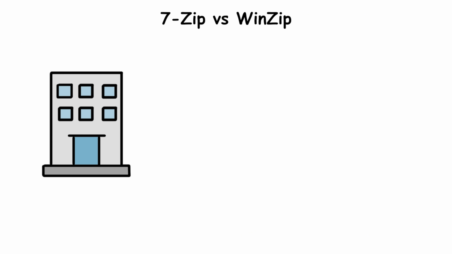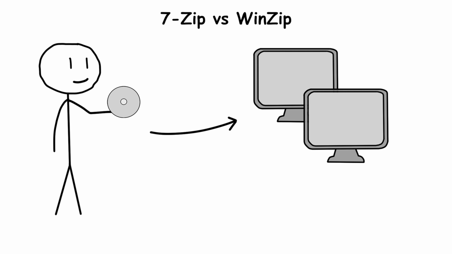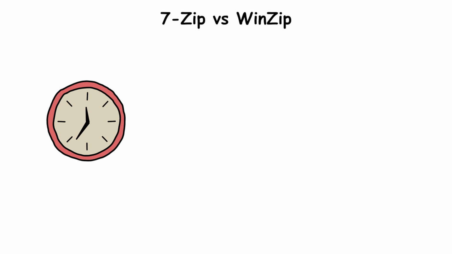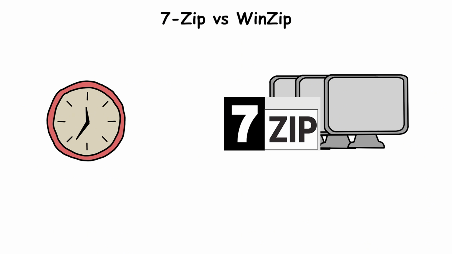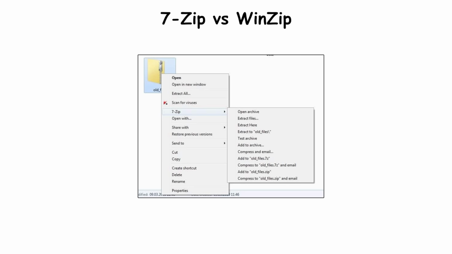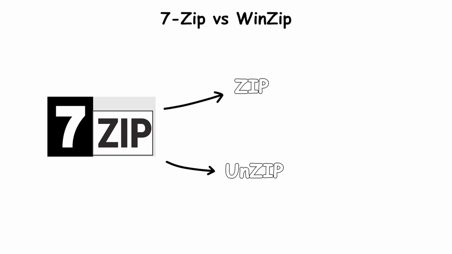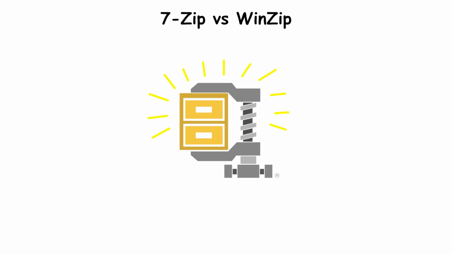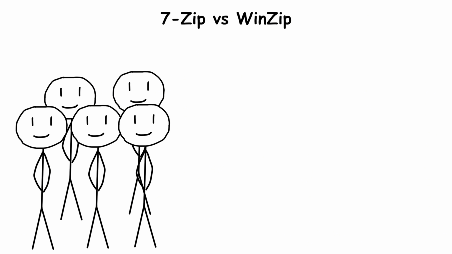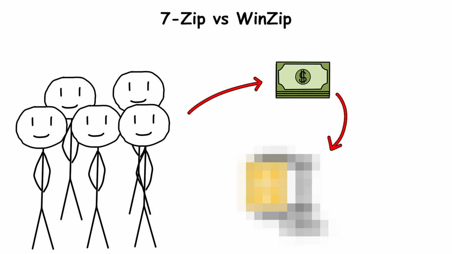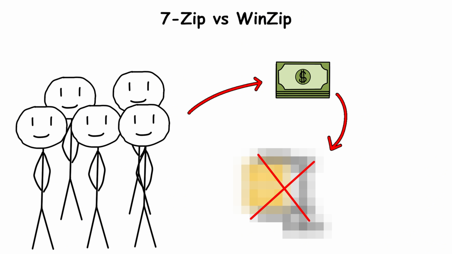IT departments embraced it because it could be deployed anywhere without licensing headaches. Over time, it became a quiet staple on millions of PCs, sitting in the right-click menu, ready to zip and unzip without fuss. WinZip still exists, but for most people, 7-Zip made paying for compression software feel unnecessary, and that's a hard advantage to beat.